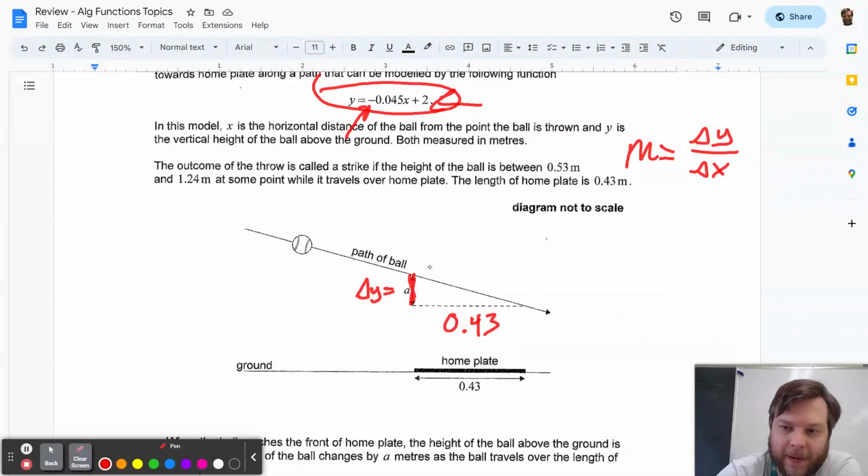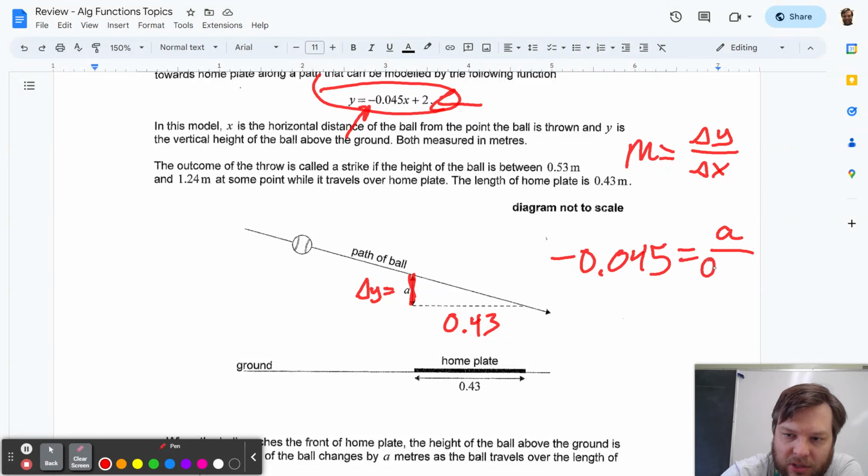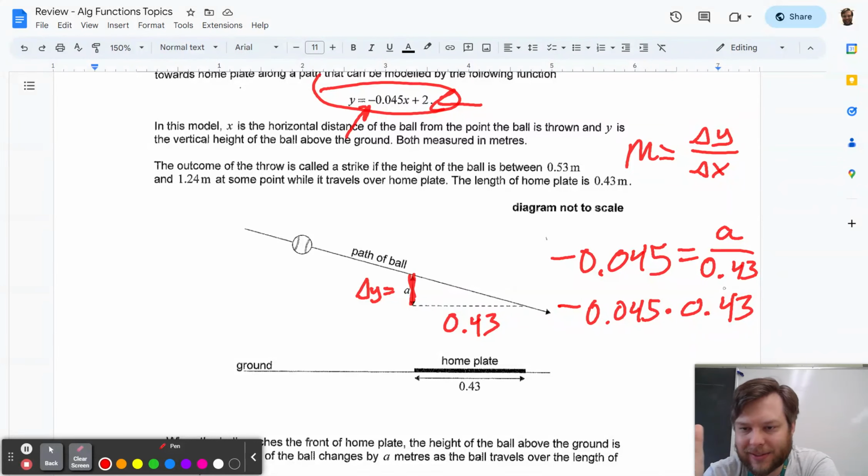Well, if we have a change of 0.43 and we are curious about this is our change in y, we don't know that, then what we can say is that our slope, negative 0.045, is equal to the A value that we don't know divided by the change in x, 0.43. In other words, and maybe this might be more intuitive to you, if you multiply the slope by the x distance, then you're going to get the change in the y. That's what slopes meant all along.